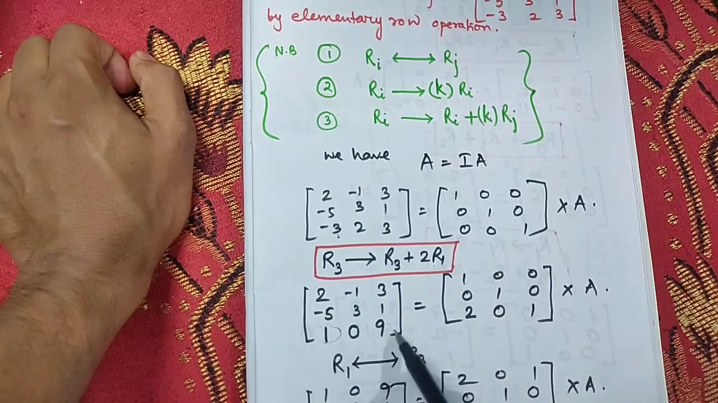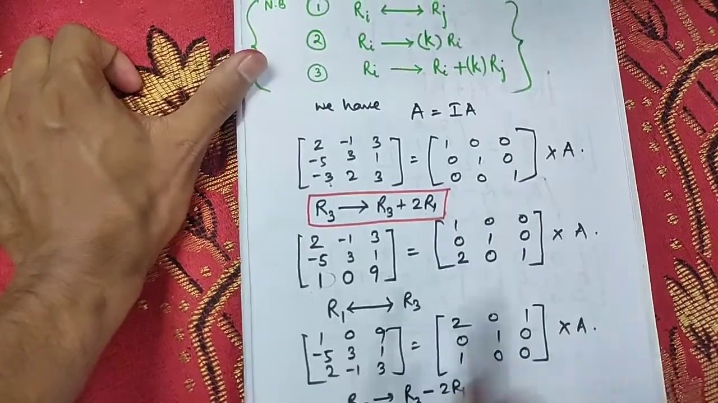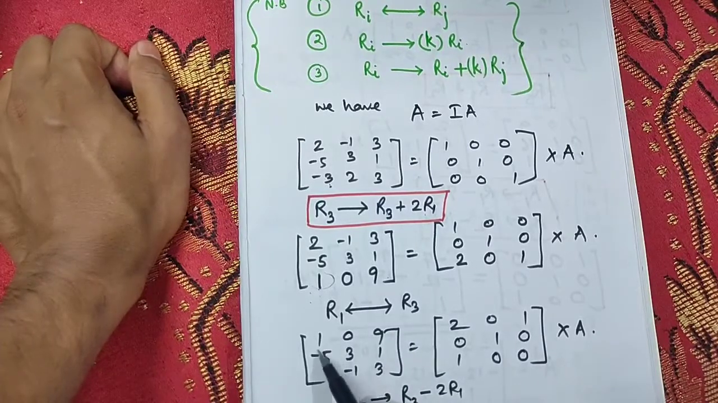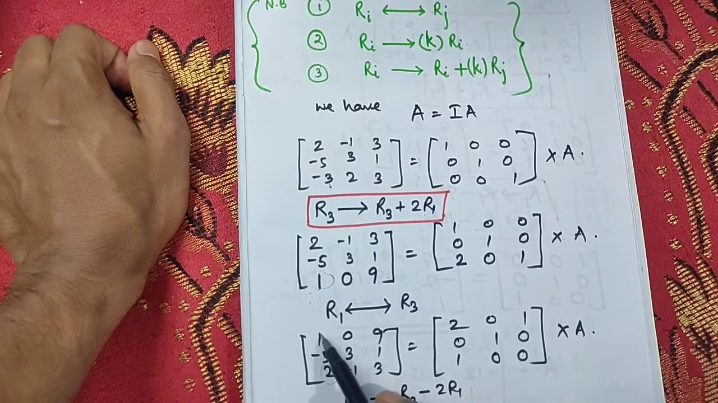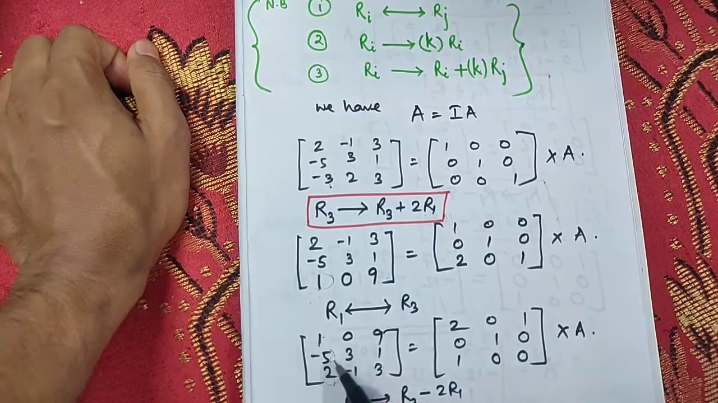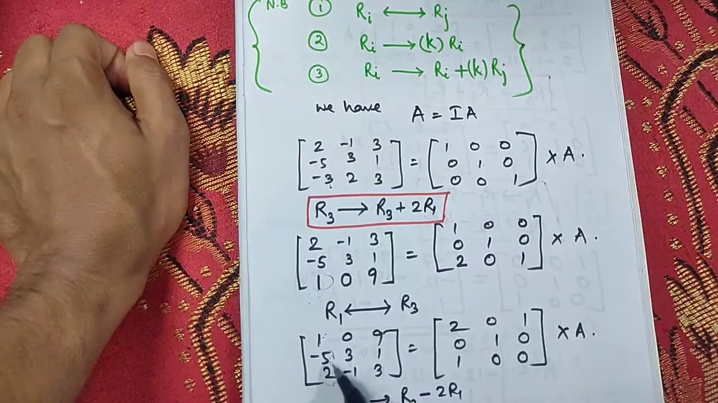Now 109 is coming. If we interchange R1 and R3, 109 will come in the first row. Now you have to make this element 0 and this element 0. It is very easy. When the first element is 1, it is easy to make these two 0. If we multiply 5 with 1 and add it to this row, it will become 0. If we multiply 2 with this row and subtract from this row, it will become 0. So our target is to make this element and this element 0.